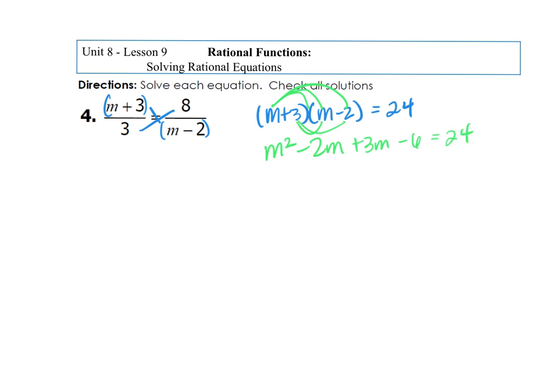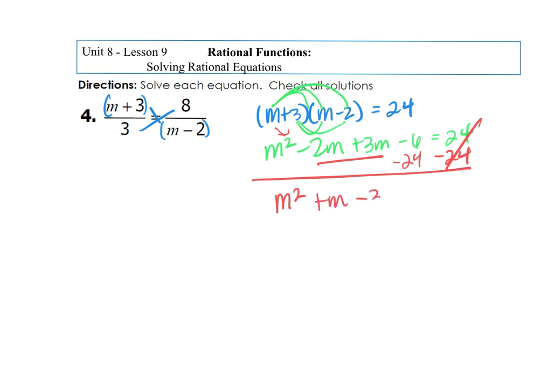All right, now on this problem, because of this squared, we are quadratic, which means we need to solve for m by getting it set equal to 0, factoring, and then pulling our solutions out of those factors. So I need to combine my like terms, but also get it set equal to 0 by subtracting 24. So I have m squared, negative 2 plus 3 is positive 1m, and negative 6 and negative 24 make negative 30.